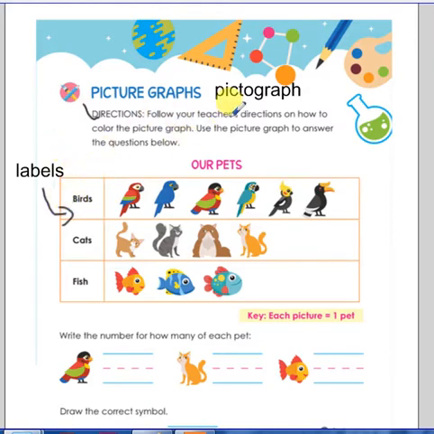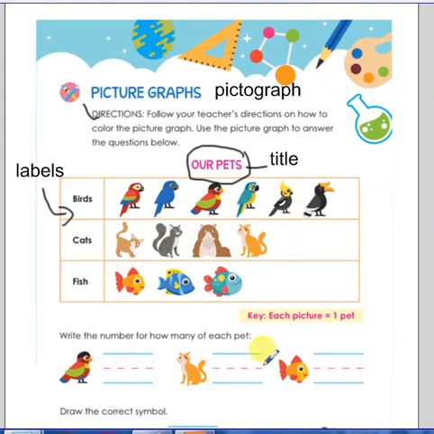Number 2, we have a title. Each graph has a title. So title is an important part of a pictograph. This is called what? Title. Again, number 1, labels. Number 2, title.